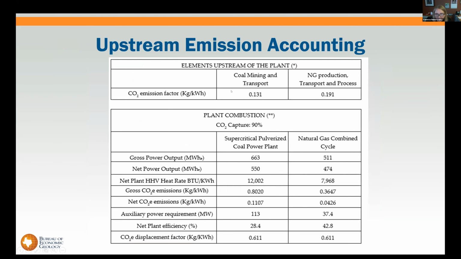So I'm just going to go quickly. I said that we selected two types of capture plants, a supercritical pulverized coal power plant and a natural gas combined cycle. We used emission factors for the coal mining and transport of this pulverized coal, and the CO2 emission factor for the natural gas production, its transport and its processing. And here you can see some parameters that we used for estimating the CO2 emissions upstream of the CO2-EOR.